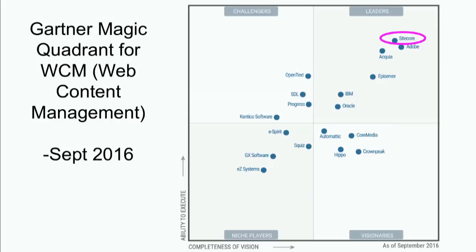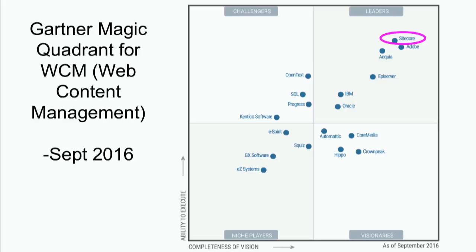So first off, Sitecore is a content management system. And no talk about some other technology that you're not familiar with is complete without a Gartner Magic Quadrant. So this is the one for Sitecore, most recently as of last fall. And up in the right corner, circled in pink, is Sitecore.